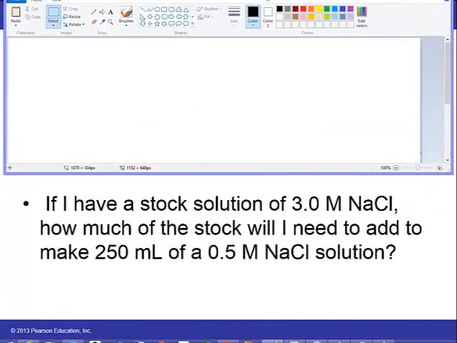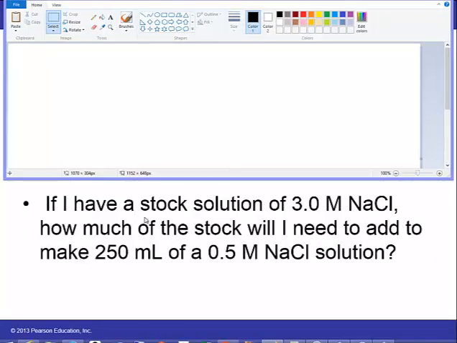So now let's take a look at the second question. If we have a stock solution of 3 molar sodium chloride, how much of the stock will I need to add to make a 250 mL solution of 0.5 molar NaCl? In this case, we know M1, but we do not know V1. V1 is what we need to calculate. We know M2, and we know the volume of the final dilution is 250 mL.